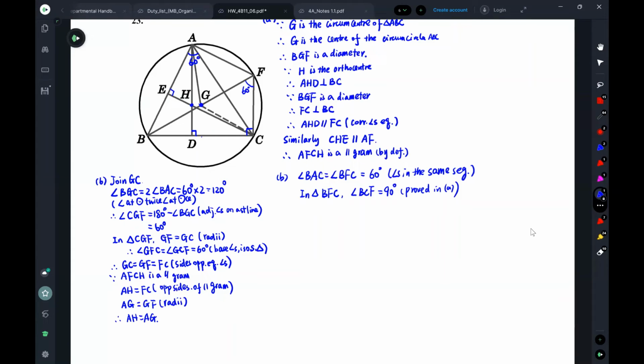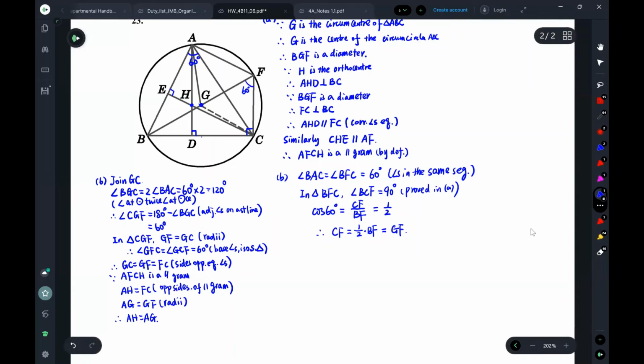So we can use, it's not the most typical in geometry, we can use trigonometry. That is cosine 60 degree equal CF divided by BF. And we know that cosine 60 is 1/2. And then we have CF equal 1/2 times BF. Now BF is a diameter, so 1/2 BF is equal to the radius, which is GF. Okay, so it's a little bit simpler, I think. So now we know CF and GF are equal.